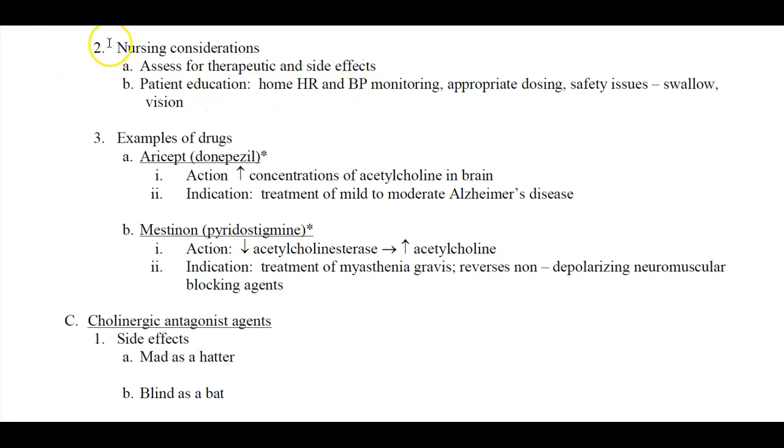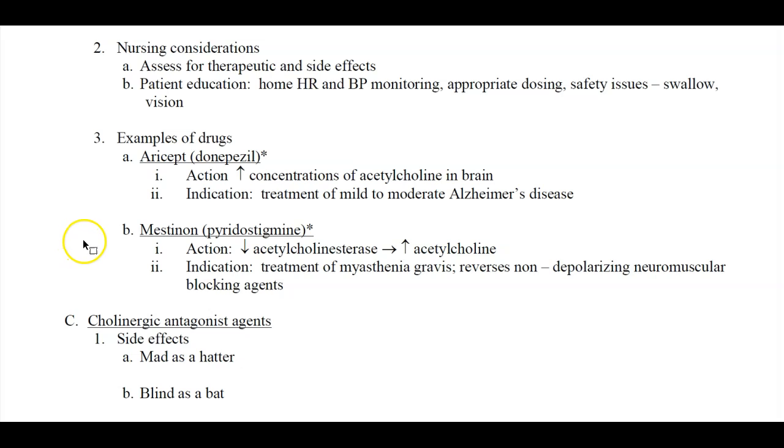Next medication is Mestinon or pyridostigmine. So the action of this medication is decreasing acetylcholinesterase, therefore increasing the levels of acetylcholine. The indications for this drug include treatment for myasthenia gravis, and it also reverses non-depolarizing neuromuscular blocking agents.